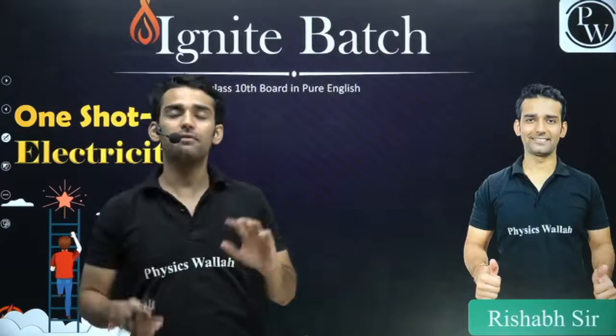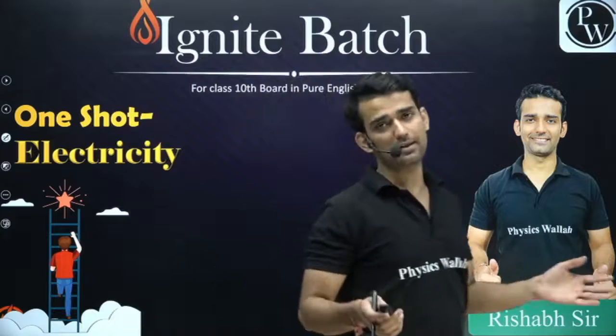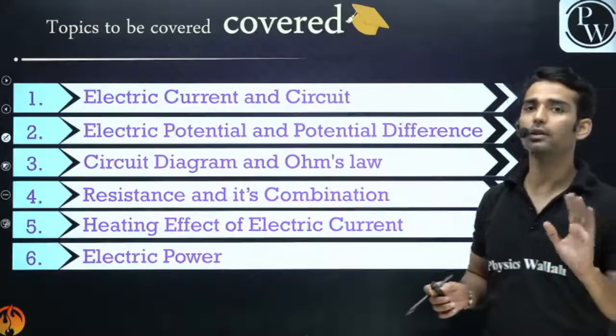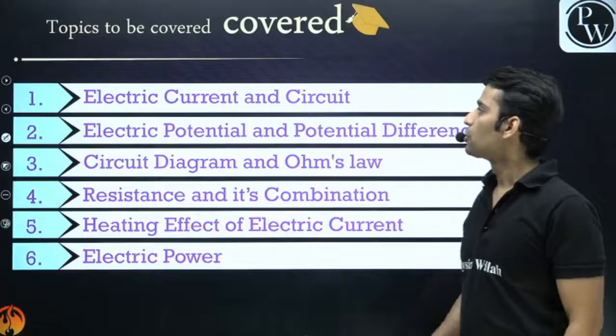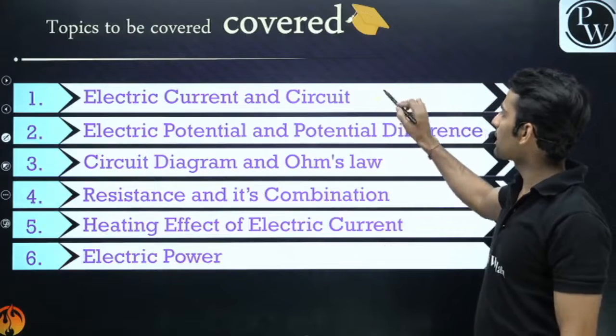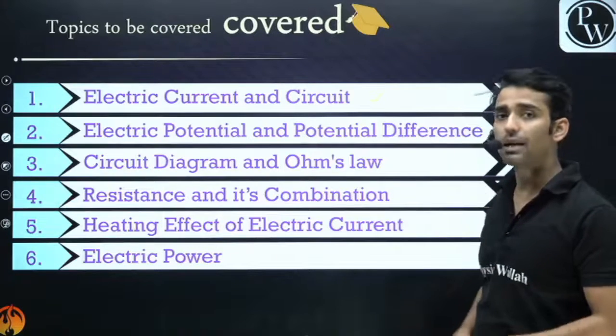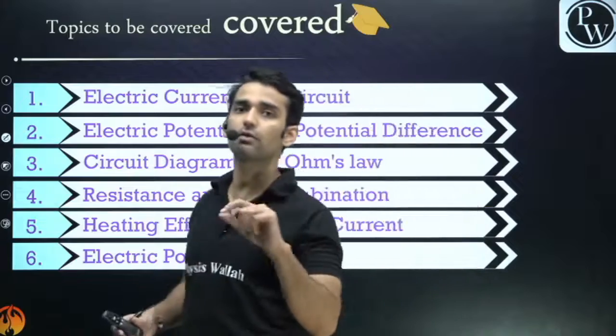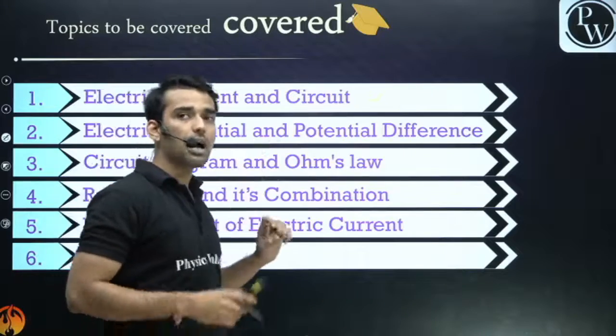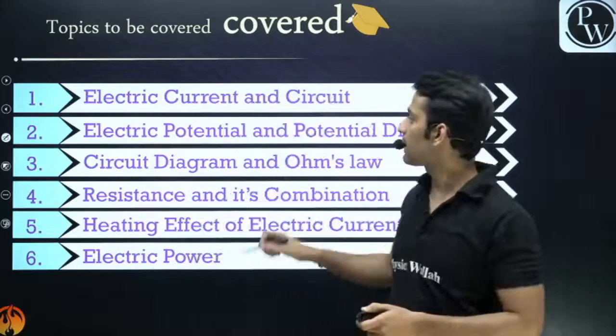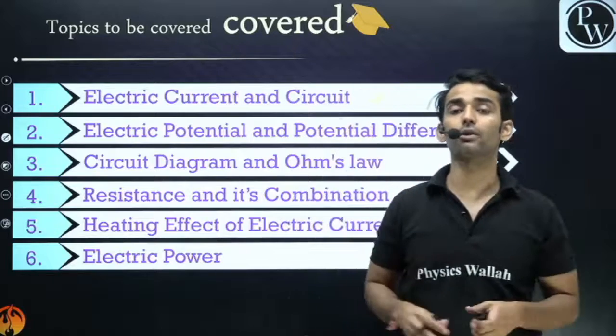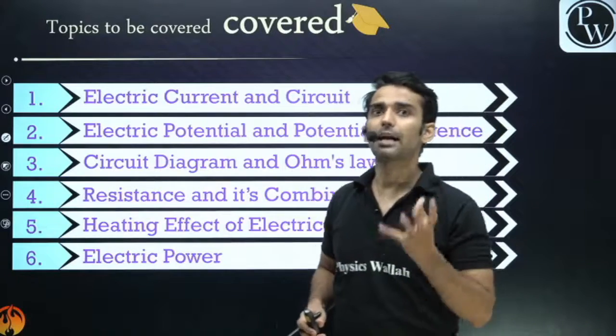So guys, this is a very important and very interesting chapter, and we will be covering all the topics related to electricity. First we will start with electric current and circuit, then electric potential. What is electric potential? That is the reason for the flow of charge. Then potential difference. After that we will start with circuit diagrams, like when we draw a circuit, what are the various components that are required.